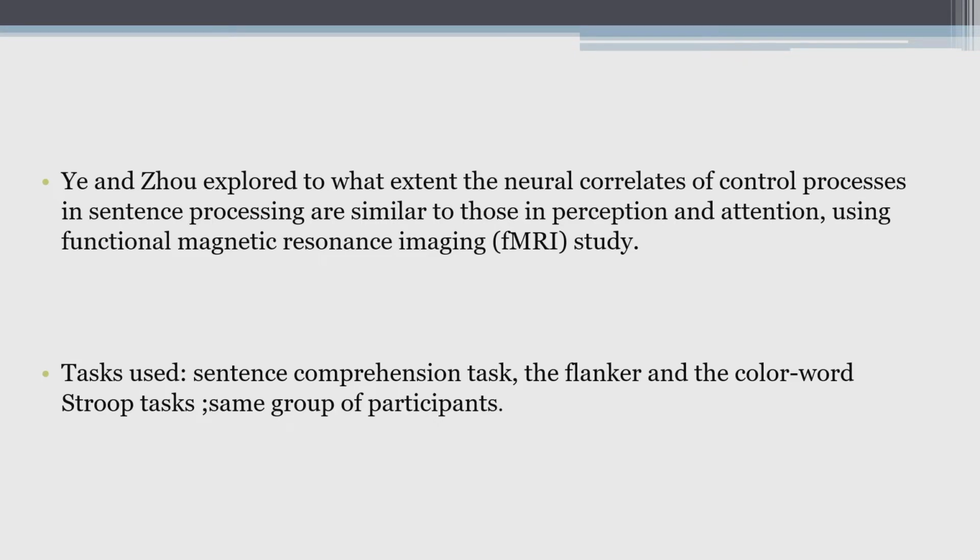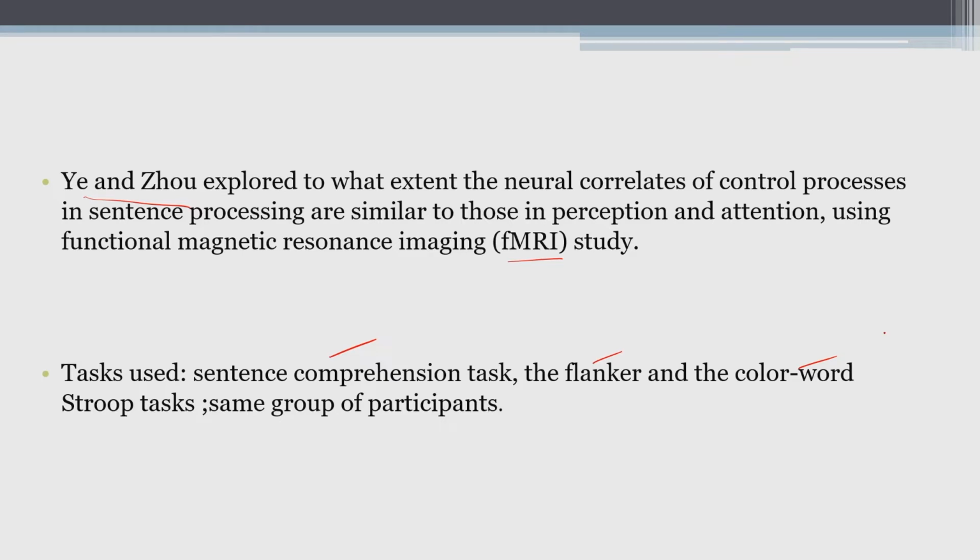This study by Ye and Zhu explored to what extent the neural correlates of control processes in sentence processing are similar to those in perception and attention. They used an fMRI study along with a behavioral study. In the behavioral task, they had a sentence comprehension task, the flanker task and a color word Stroop task.